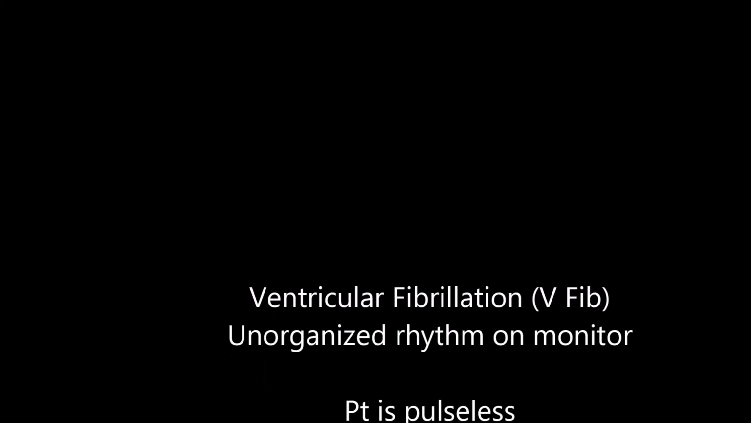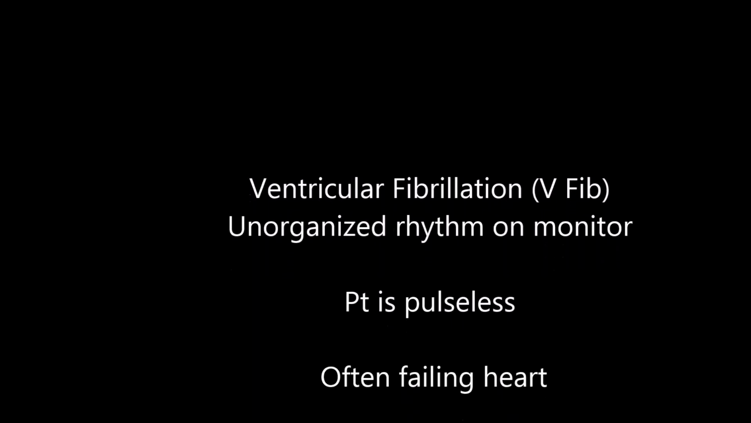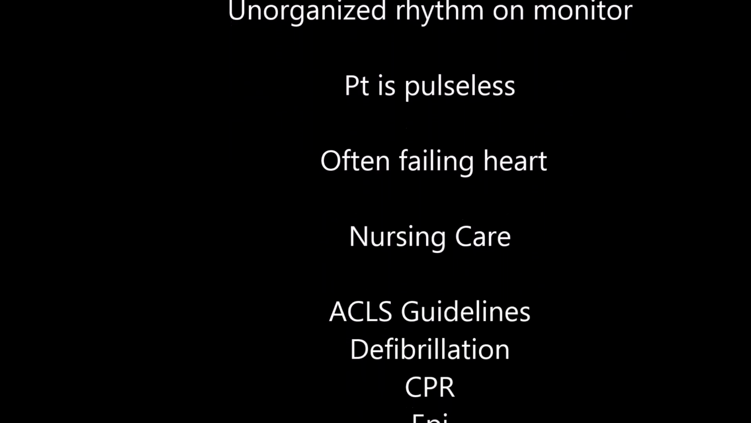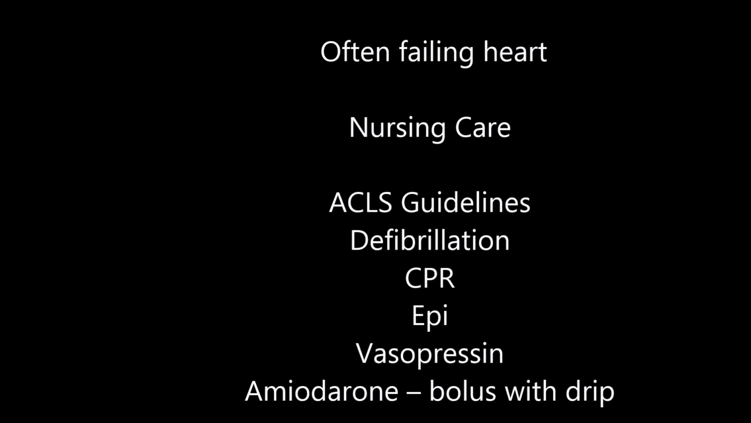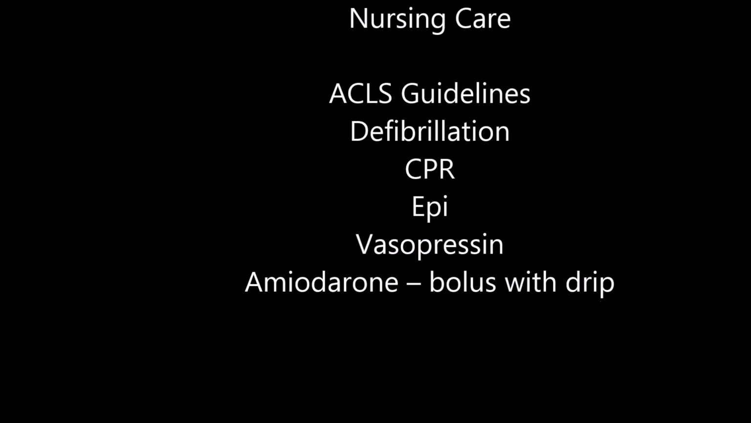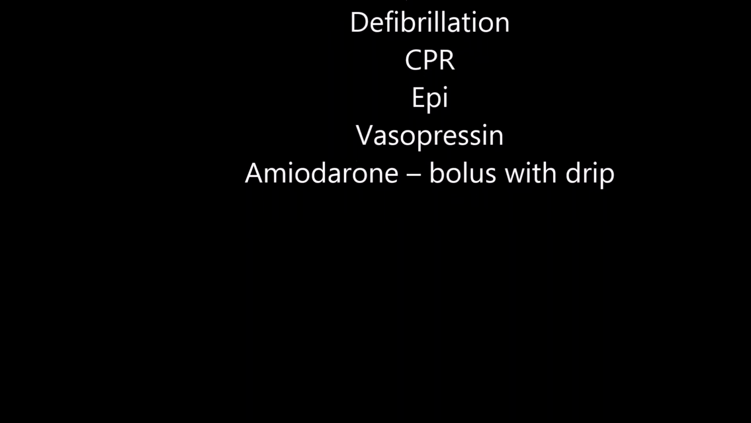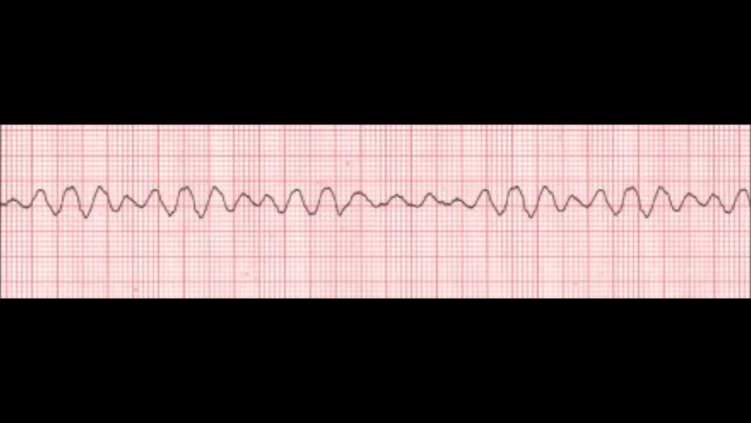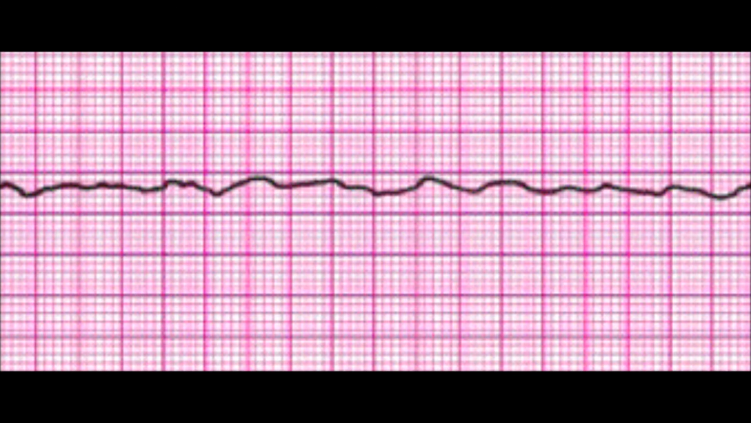As ventricular tachycardia deteriorates, ventricular fibrillation often results. This is an unorganized rhythm on the monitor. The patient is pulseless and it occurs due to a failing heart. The patient will at that point need defibrillation and CPR and epinephrine to attempt to restart the electrical activity of the heart. This is an example of coarse VFib, and after this is an example of fine VFib, both requiring the same type of nursing care.